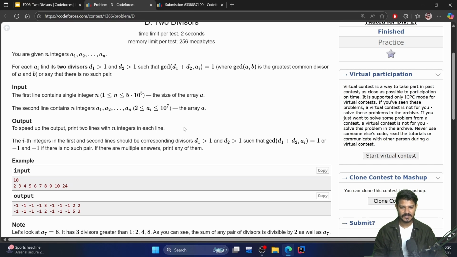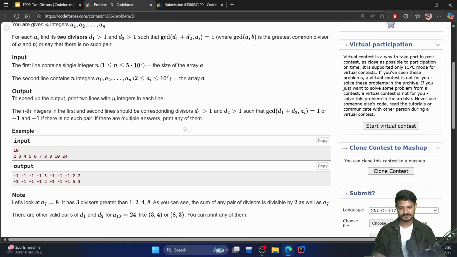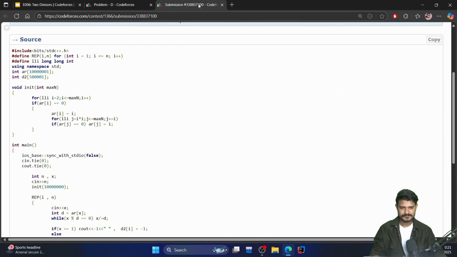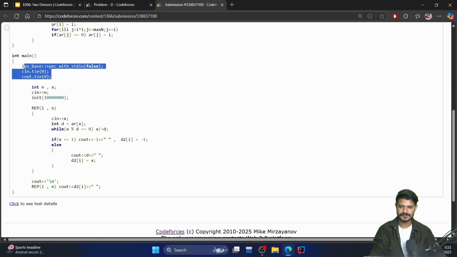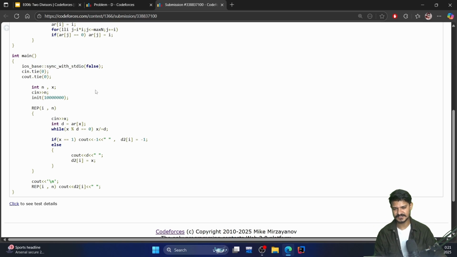The other thing is that you have to print d1 and d2, right? For each integer, you are not printing d1 and d2 on different lines. No, you print all of the d1s in the first line and then all of the d2s in the second line, right? So you are going to print it like that. And now, what I'm doing here, just ignore this. This is fast IO, for other languages, ignore it, other than C, C++.